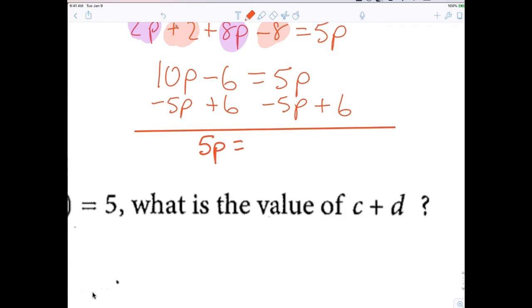5p equals... wouldn't 5p equal 0? No, because look right here, buddy. What's 0 plus 6? 6. You see that? That's a common mistake. You see it, right? All right, so 5p equals 6.